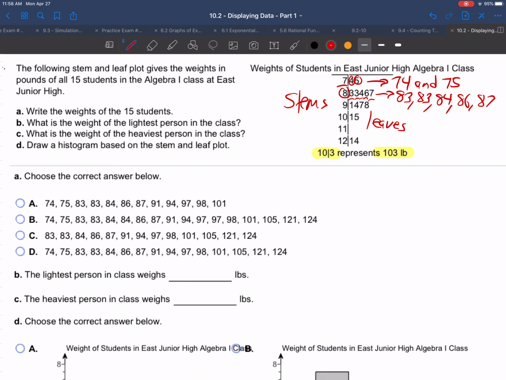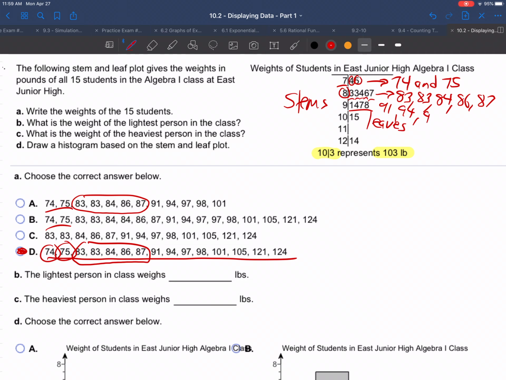So what's all that data if we lay it all out? Well, you can see it down here. This is actually the right one. This has the 74 and the 75. And this has the 83, the two 83s, 84, 86, and 87. And then for the 90s, there should be four 90s, right? 91, 94, 97, 98.